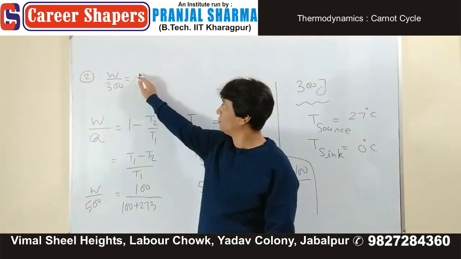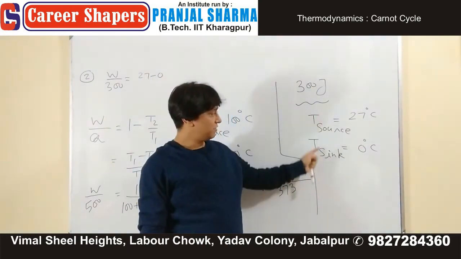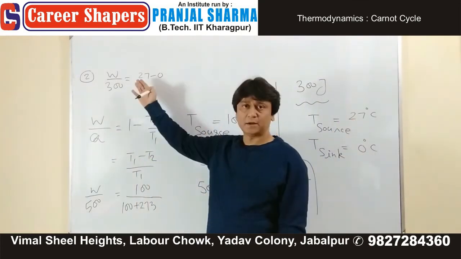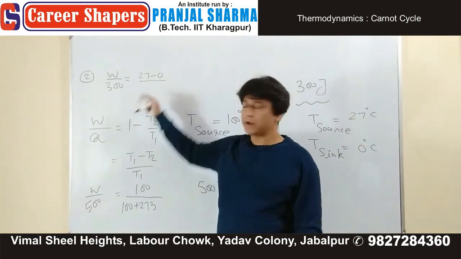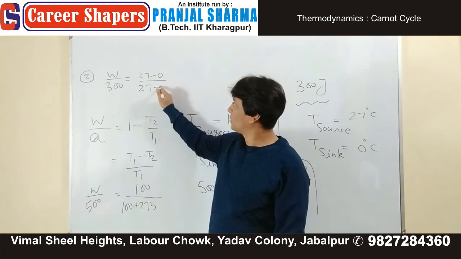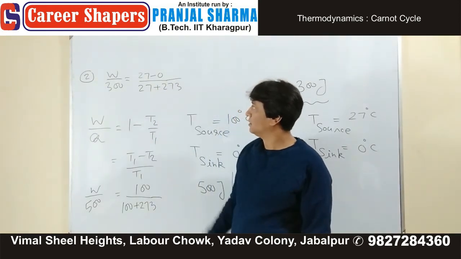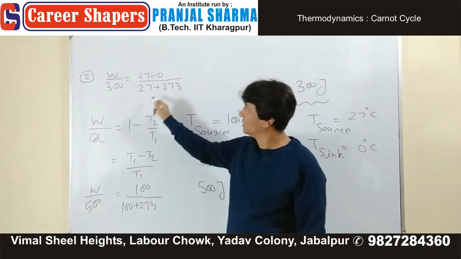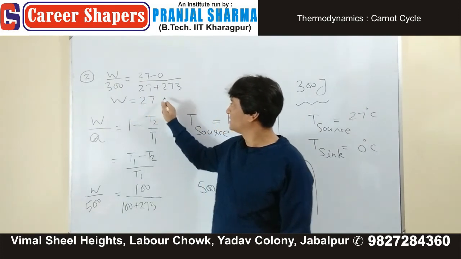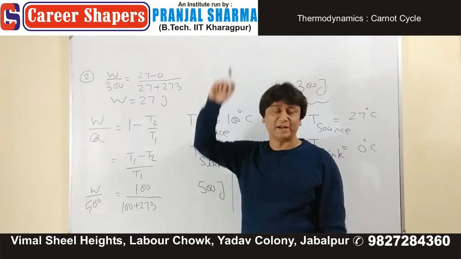T1 minus T2. 27 minus 0. Source is T1, sink is T2. Difference wise, you can directly use Celsius. Divided by T1, which is 27, but use 27 plus 273. This and this cancelled. W is coming 27 joules. And everybody is writing 27 joules, 27 joules, 27 joules.